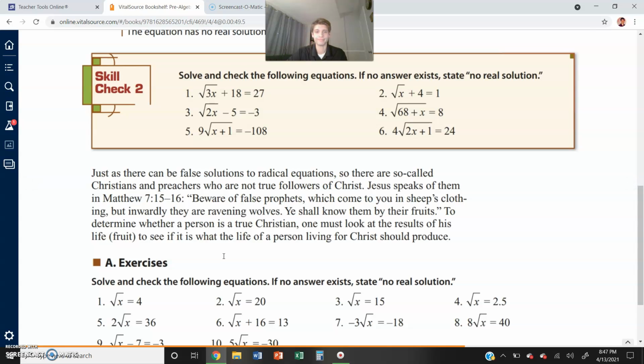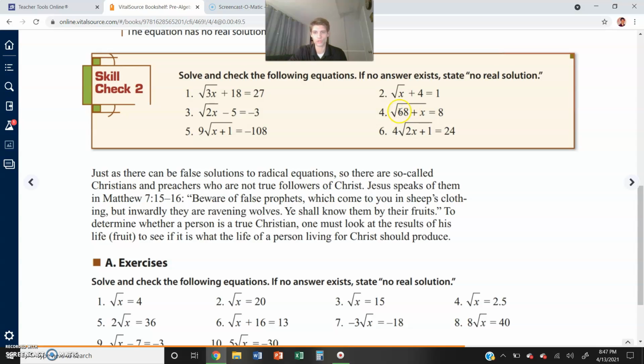So number one, you should get x is equal to 27. Number 2 is no real solution, because whenever you subtract 4 from both sides, you're going to get square root of x is equal to -3. Right away, you know it's no real solution. Number 3 is x equals 2. Number 4, x equals -4.